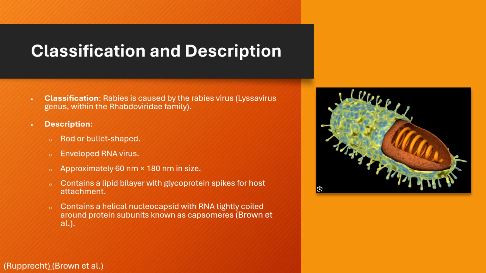Rabies is caused by the rabies virus, which is a member of the genus Lyssavirus of the Rhabdoviridae family. It is a rod-shaped or bullet-shaped enveloped RNA virus that is approximately 60 nanometers by 180 nanometers. Its envelope contains a lipid bilayer with glycoprotein spikes embedded in its membrane, which allows the virus to attach to its host. It also contains a helical nucleocapsid, meaning the RNA is tightly coiled into a spiral or helix with protein subunits, known as capsomeres, that wrap around it in a helical pattern.